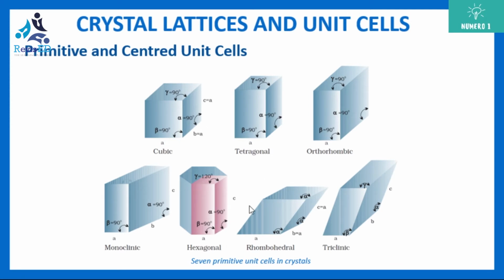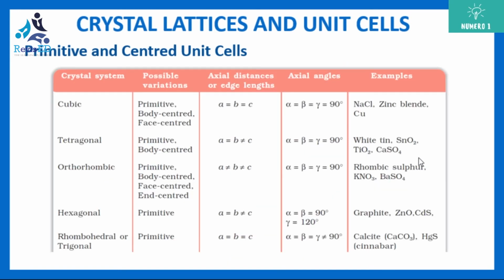So these all are different unit cells. These are the 7 primitive unit cells in crystals. You can just observe what is different; every one is different from the previous ones. These are the details. In cubic, a equals b equals c, and alpha, beta, gamma are all 90 degrees. Examples are NaCl, zinc blende, and Cu.